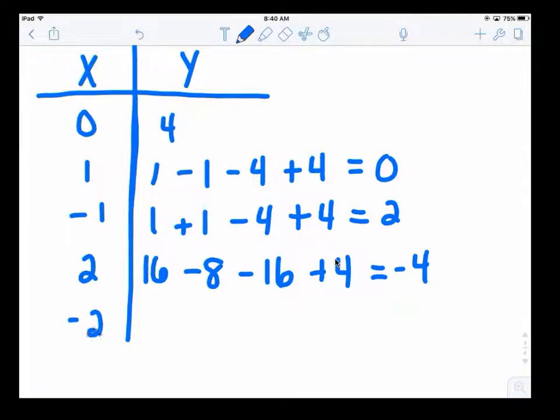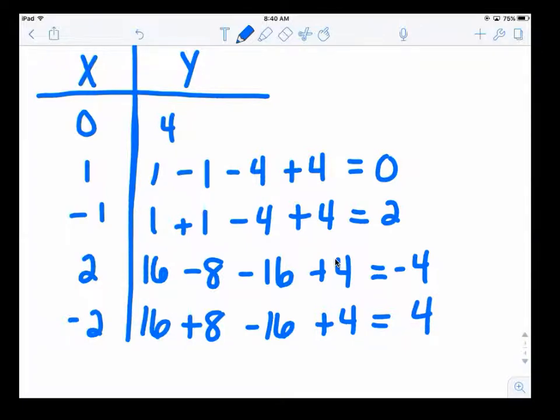And if you plug in -2, you get 16 plus 8 minus 16 plus 4. That'll be what? You're right. Yep.